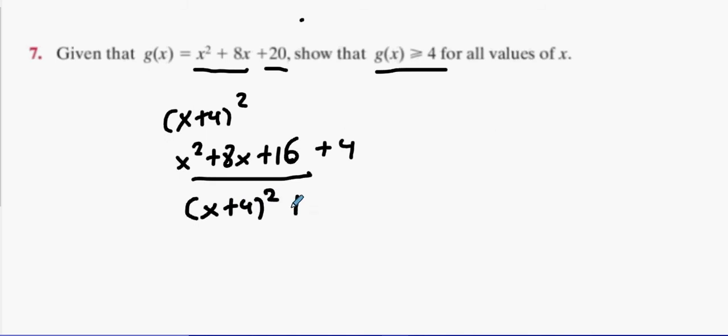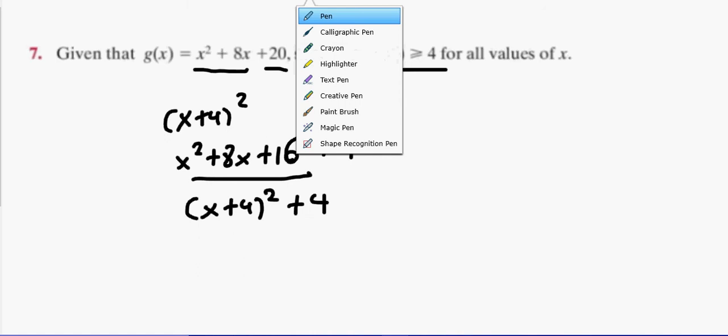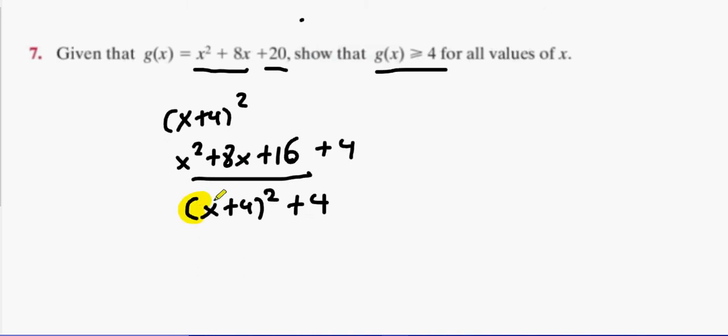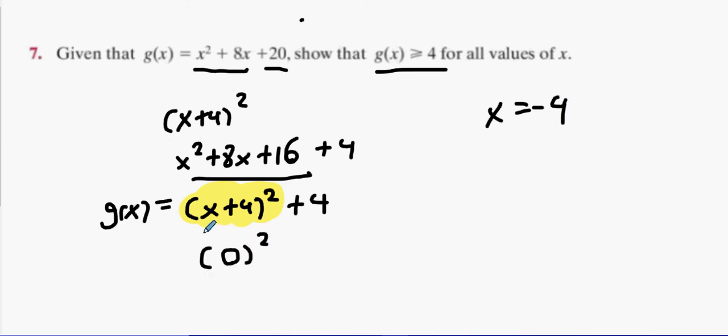Alright, now, here's the deal, Charlie. What's the smallest value this can be? What's the smallest value of the yellow part? Pick a value of x to try and make it as small as possible. What value of x will make that as small as humanly possible? Exactly. So when x equals minus 4, you end up with 0 squared because minus 4 plus 4, and then it's plus 4, so the answer equals 4.